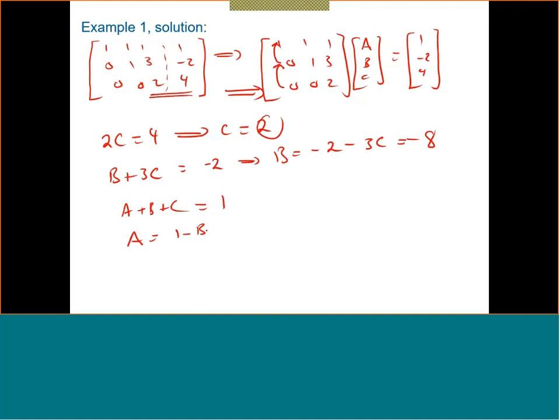So now I found everything. So the equation I'm looking for is equal to 7 minus 8x plus 2x squared. This is your A, your B, and your C. So with this, I'm done with finding the equations.